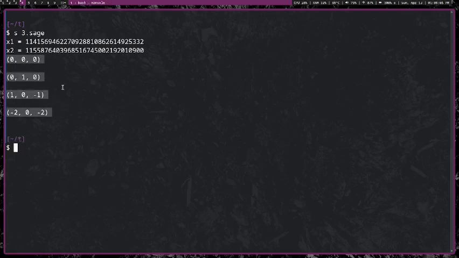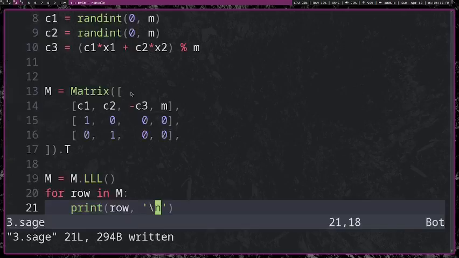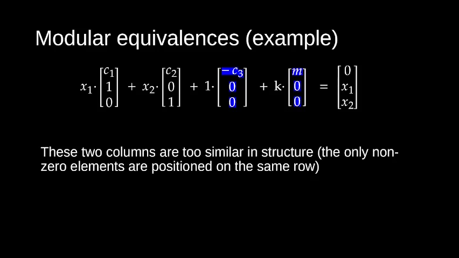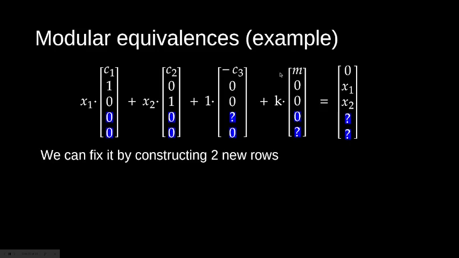Now this is interesting. It hasn't solved x1 or x2, we're just getting very short rows. So it failed. Why is that? The reason is because these two columns are too similar in structure. The only non-zero elements are positioned on the same top row. So we can fix it by constructing some more rows.